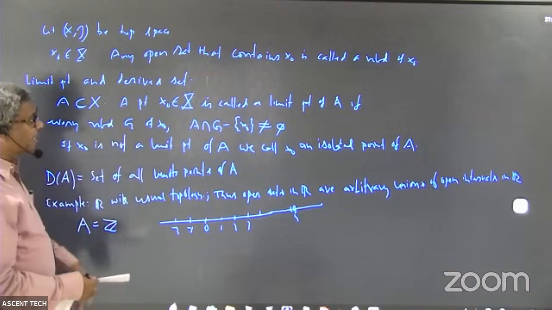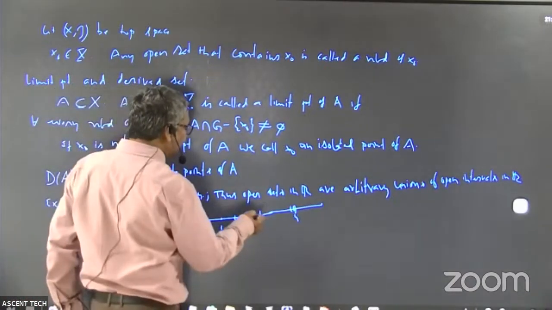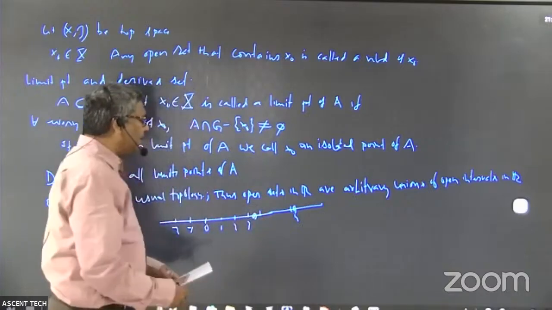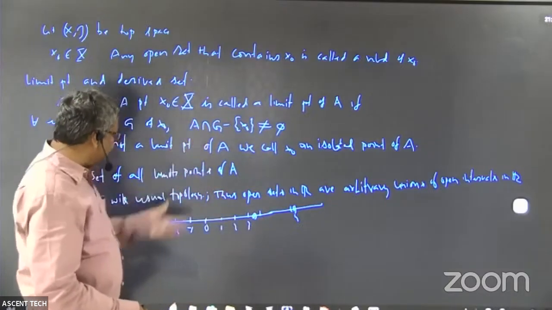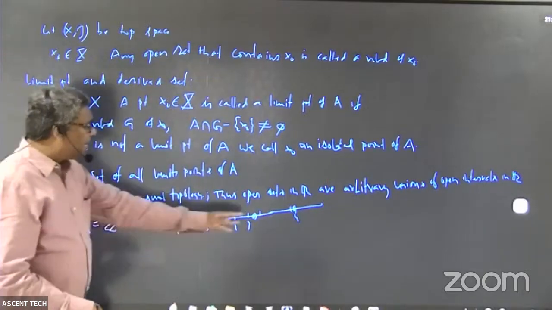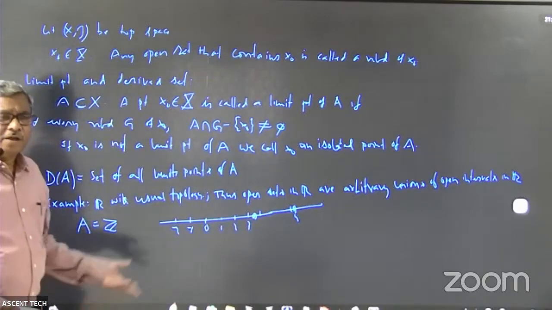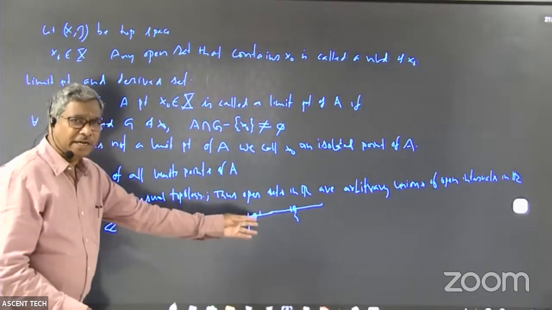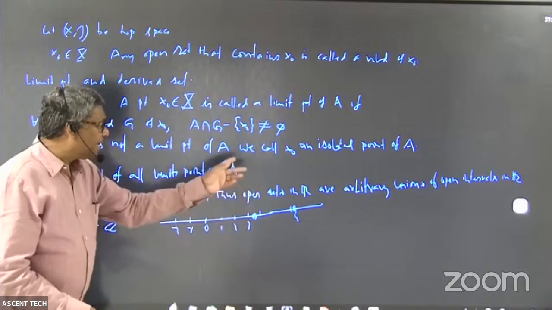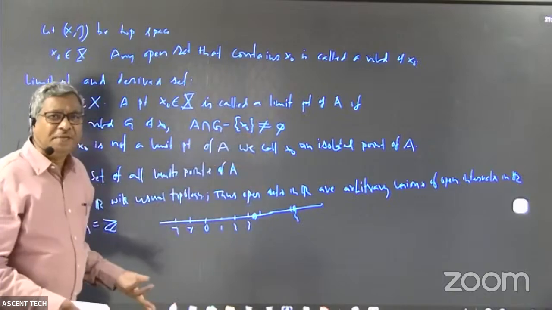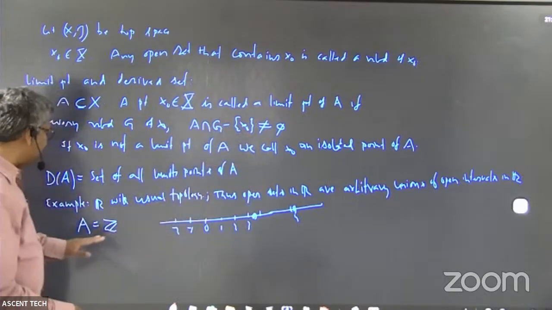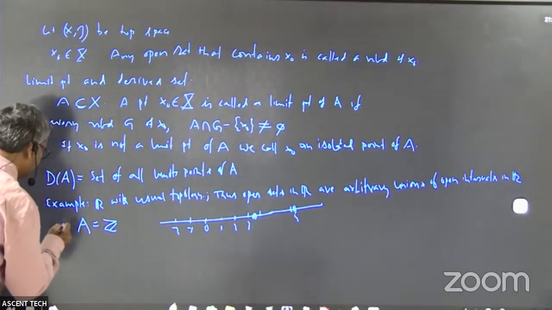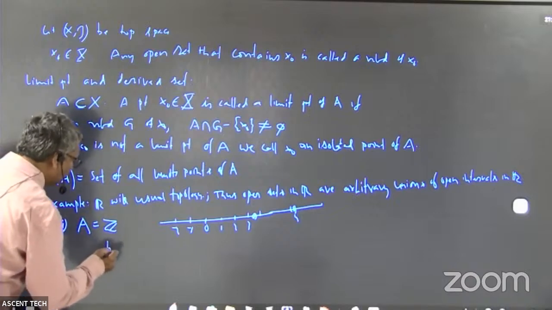Even any point other than that is also not a limit point, because if you take any point between two integers, I can squeeze in a very small interval around it. That interval intersection A has no integer at all. When I remove x naught, there is nothing, and A intersection G minus x naught is empty. So this has no limit point at all. A has no limit points.